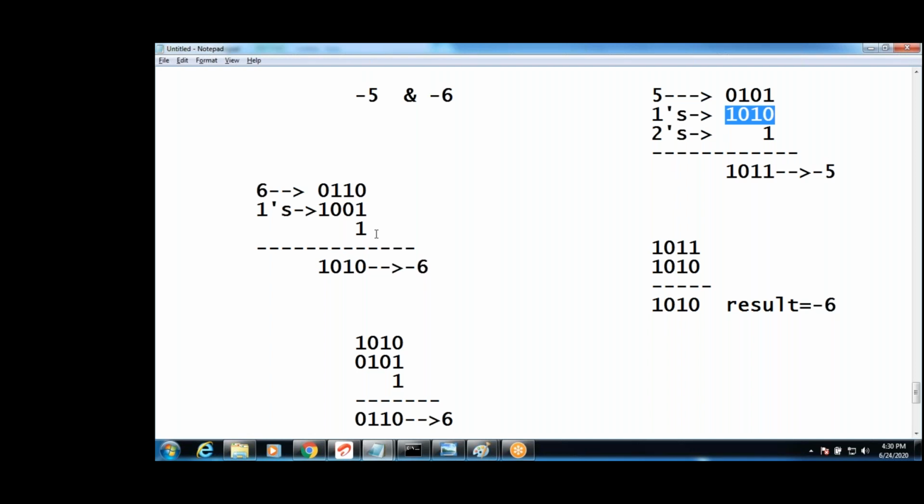Yeah, that's all today. Any doubts here? In the first session I told you, guys, how to do one's complement, two's complement, right? Especially I told you how to write binary numbers, binary representation, negative representation. I told you, guys. Okay? Any doubts? Yeah, the result is 1010 you got, right?